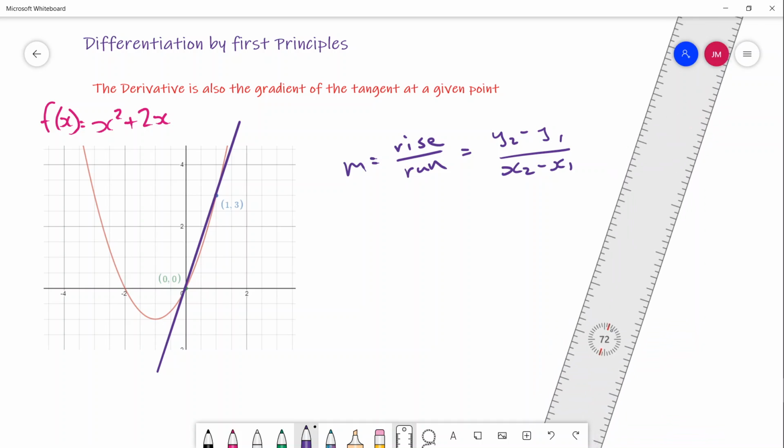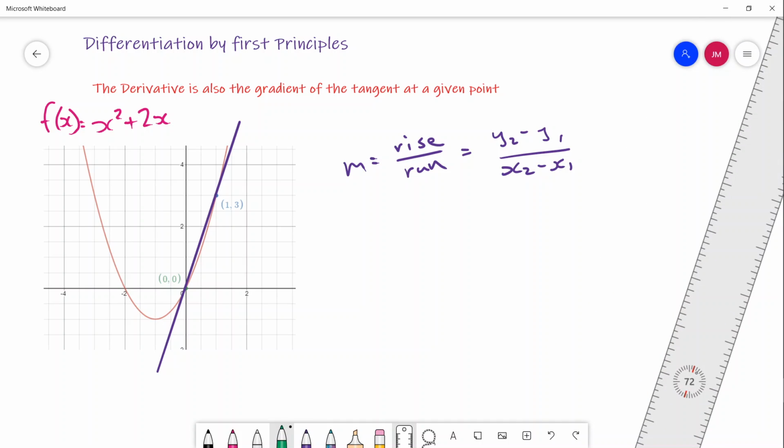Let's do that just for this line here. For example, the gradient would equal, and let's call (1, 3) point 2, 3 minus 0 over 1 minus 0, so the gradient is 3. That's the gradient of the line that connects (0, 0) and (1, 3), but you can see that it crosses the curve twice, so it's not quite a tangent. So let's not pick a point that's so far away. Let's move it closer.